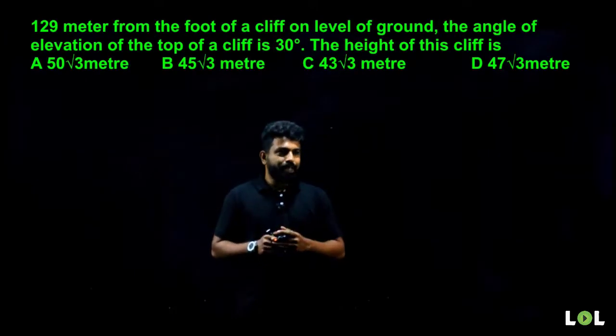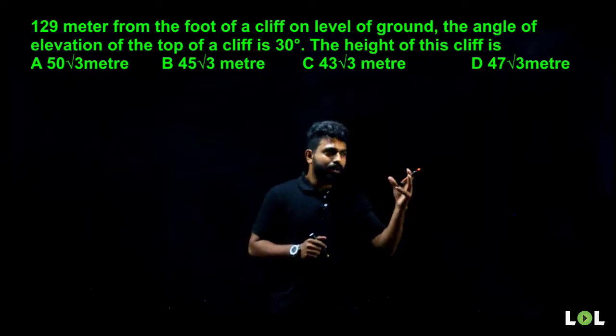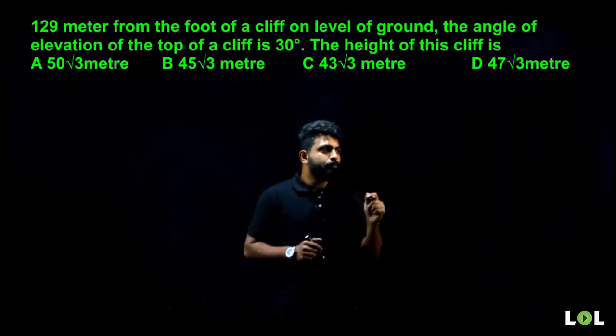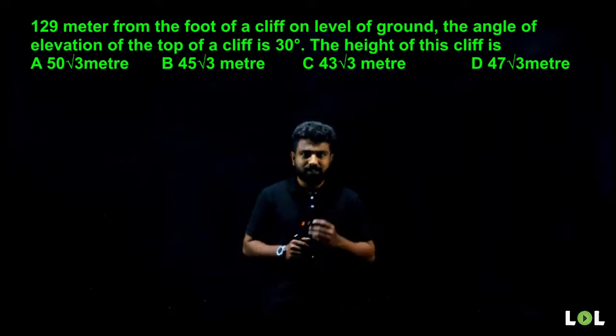So what does it say? They're telling, 129 meters from a foot of a cliff on a level ground, the angle of elevation of the top of the cliff is 30 degrees. The height of the cliff is. They're asking us to find the height of the cliff.